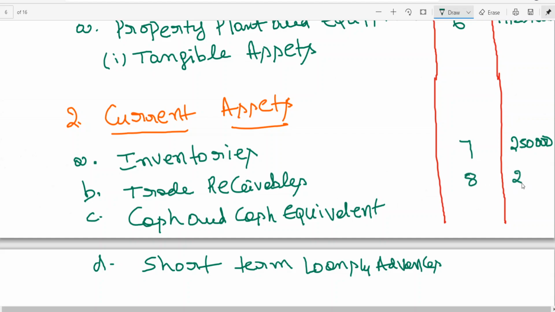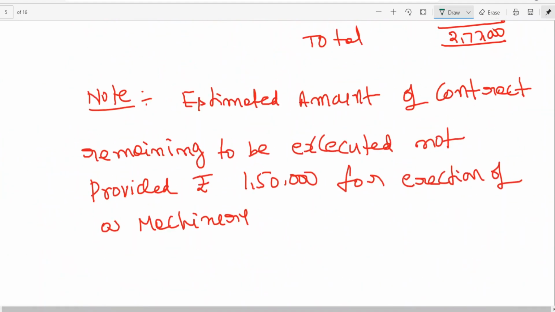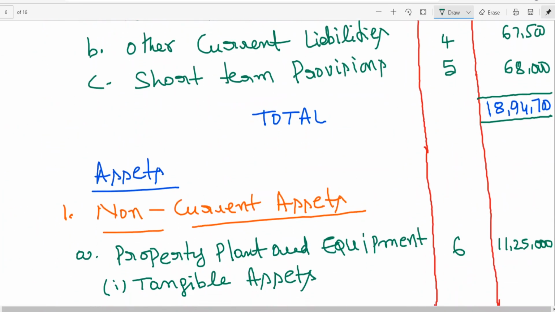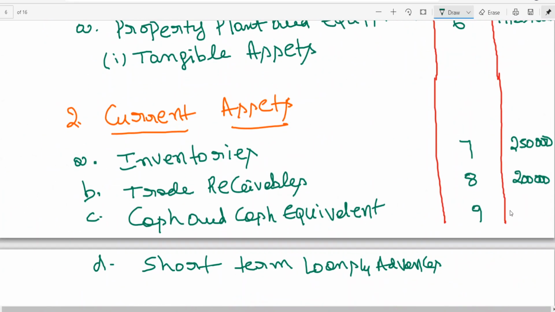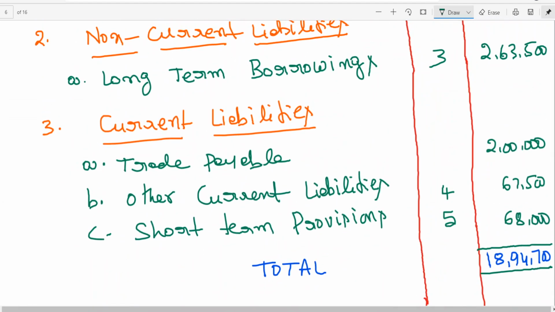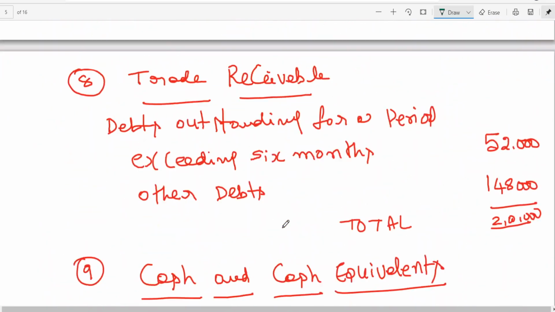2 lakhs. Cash and cash equivalents 9. 42,000. Sorry. Advances. 9 cash and cash equivalents. We got it. 2 lakh 77,000. 2 lakhs 77,000. And short term loans and advances I've written there in the problem itself.